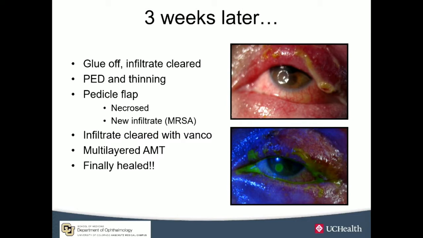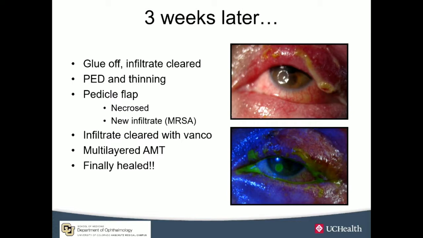The depression that you can see on the top was still staining. So I was trying to figure out what to do to help it heal. I ended up doing a little rotational, because it was peripheral, tried a little conjunctival flap to cover it, which necrosed, and then she developed a new infiltrate, which ended up growing methicillin-resistant staph aureus, which ended up clearing with a week or so of vancomycin drops.